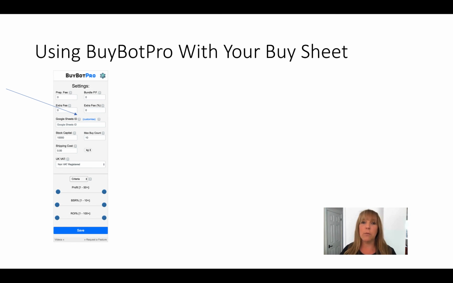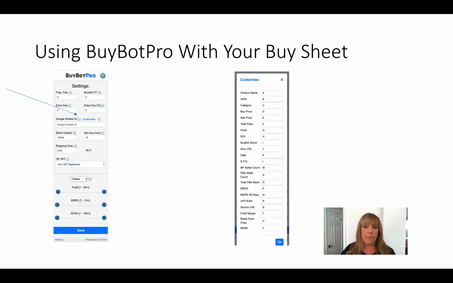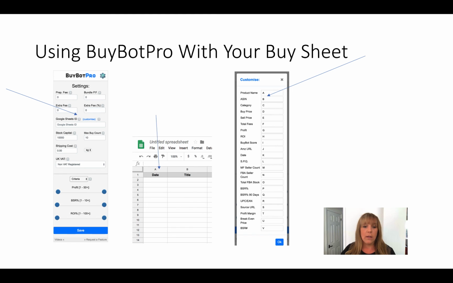If you're using BuyBot Pro to sort out your deal sheet, you can click on customize there. So you set up your deal sheet with your headings to start with, how you want it all set out. You go into customize, and you can see that you've got all the columns, so you can make the columns match. If you want the first one to be ASIN rather than date, you can just change the columns in the customize button there.